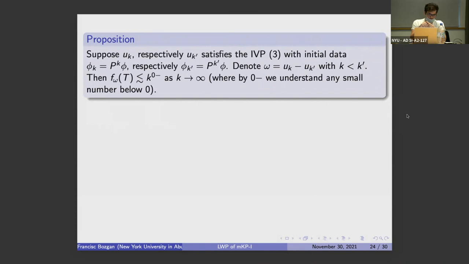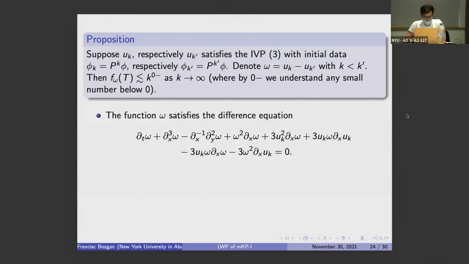Firstly, we'll show that the quantity F_omega of T will decay as k to the power zero minus. Zero minus means any small number below zero here, so we can say minus epsilon as k goes to infinity. And why is this true?